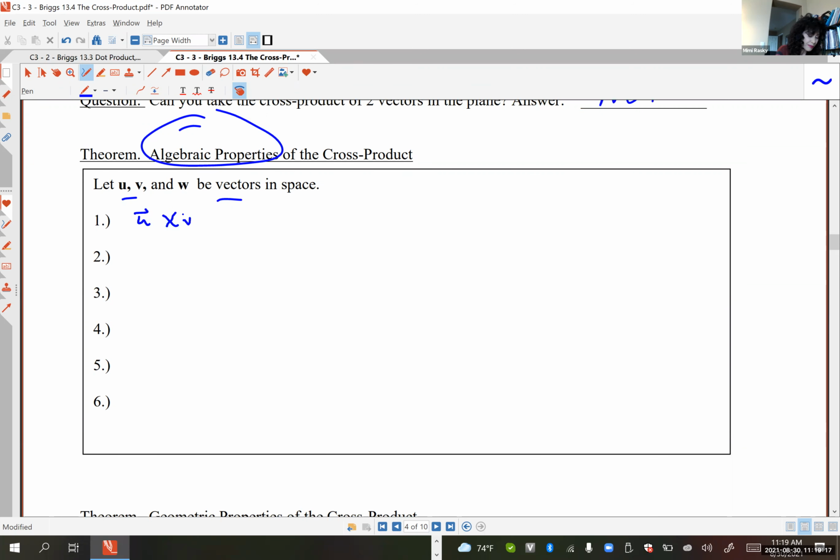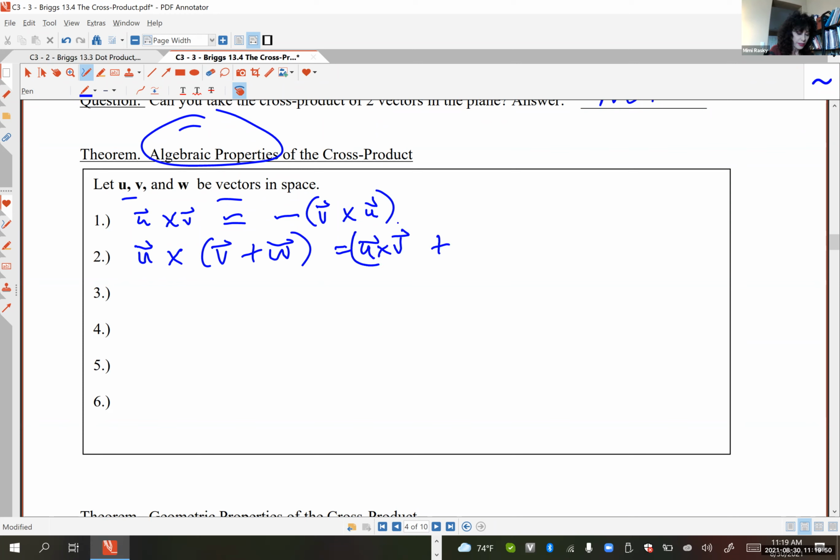U cross V will be equal to the opposite of V cross U. You even saw that in the last example. This one has to do with distributing. If somebody said, take the cross product of U with the sum of V and W, you can do it just like that first. I would first take the sum and then do the cross product. But if you want to, it's equivalent to U cross V plus U cross W.